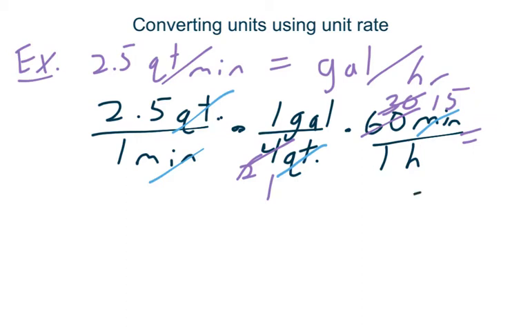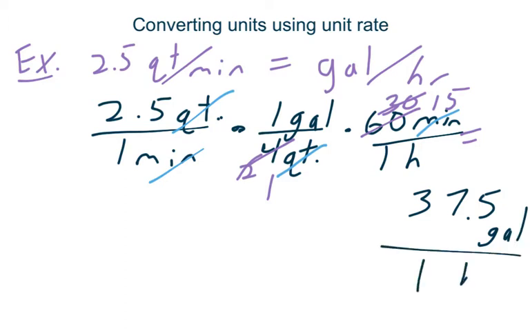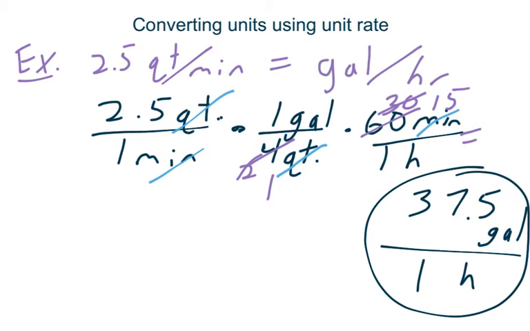And look at my top units. Gallons are on top, hours are on the bottom. So 37.5 gallons over 1 hour. And the main thing to remember there is top and bottom units cancel. All right, convert away.